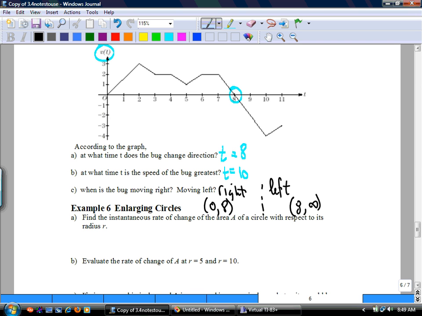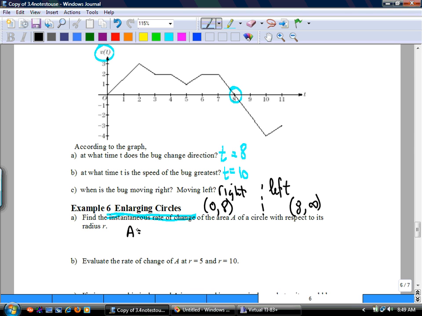We all are. Okay, find the instantaneous rate of change. You read this phrase: instantaneous rate of change. Velocity is the instantaneous rate of change of position. So I'm asking you to tell me the instantaneous rate of change of the area. You're just asking for the derivative.